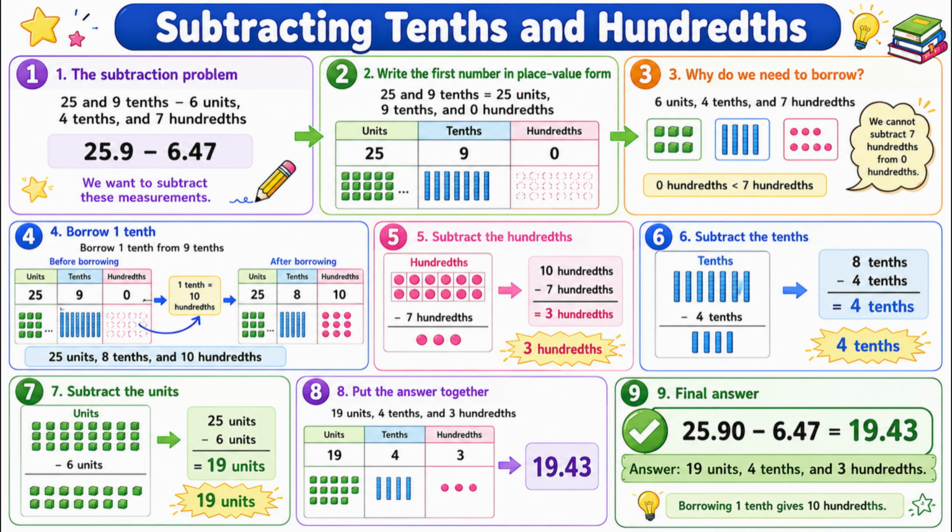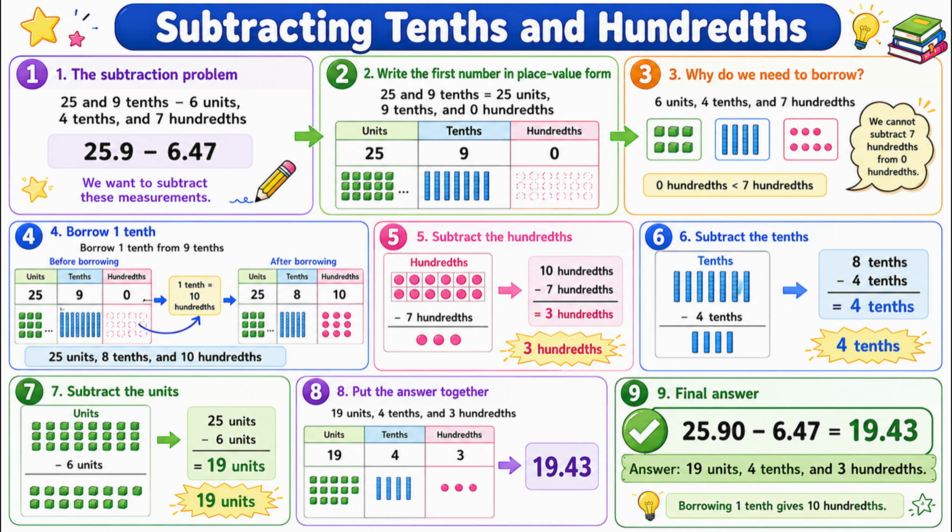Subtracting tenths and hundredths. Now let us subtract 25 and 9/10ths minus 6 units, 4/10ths, and 7/100ths. First, write 25 and 9/10ths as 25 units, 9/10ths, and 0/100ths. But we cannot subtract 7/100ths from 0/100ths. So we borrow 1/10. Since 1/10 equals 10/100ths, 25 units, 9/10ths, and 0/100ths becomes 25 units, 8/10ths, and 10/100ths.